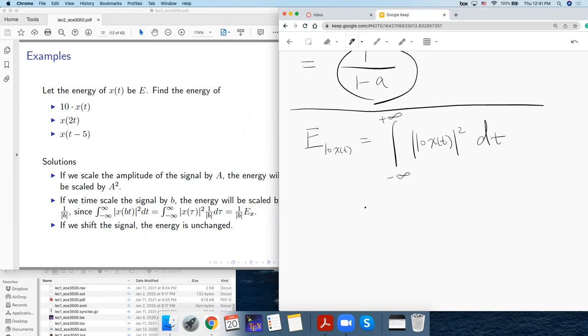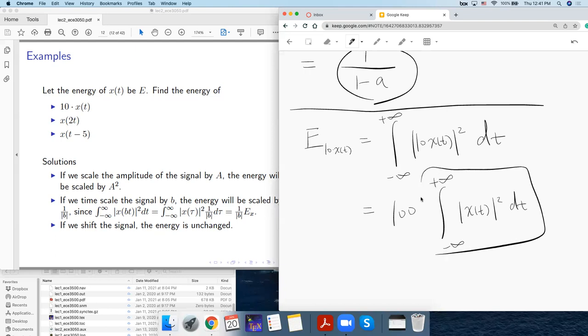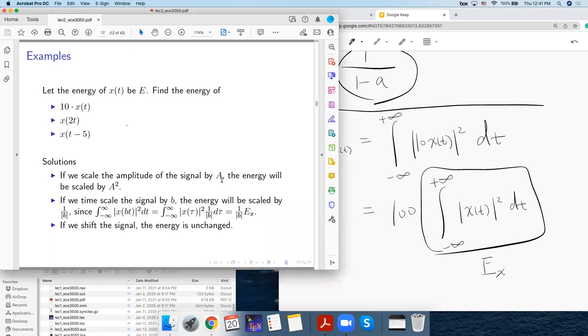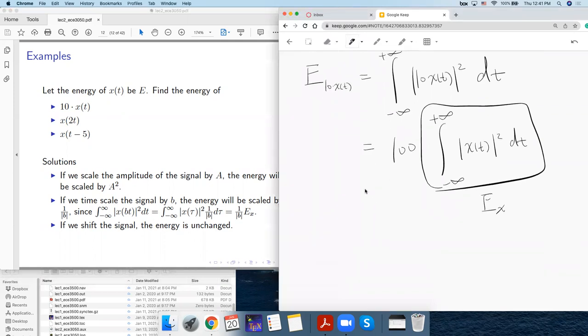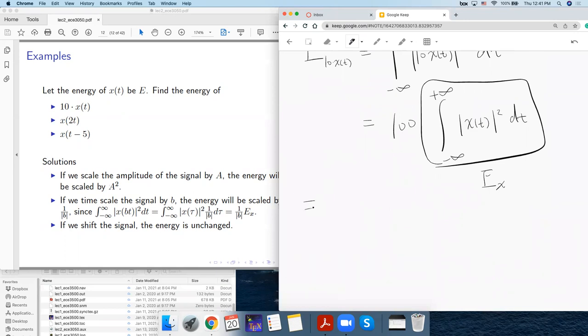And you can see that this 10 will give us a factor of 100. And this part is the energy E_x. So after scaling, the energy is scaled in a quadratic way. So if we scale the amplitude of the signal by A, then the energy will be scaled by A squared. Actually here I should put a magnitude sign. So more generally, if we scale the signal by A times x, here this A could be any complex number, the energy is the magnitude of A squared times E_x.